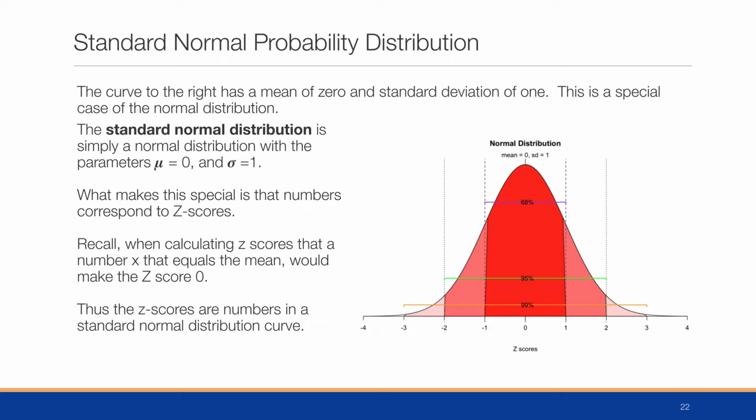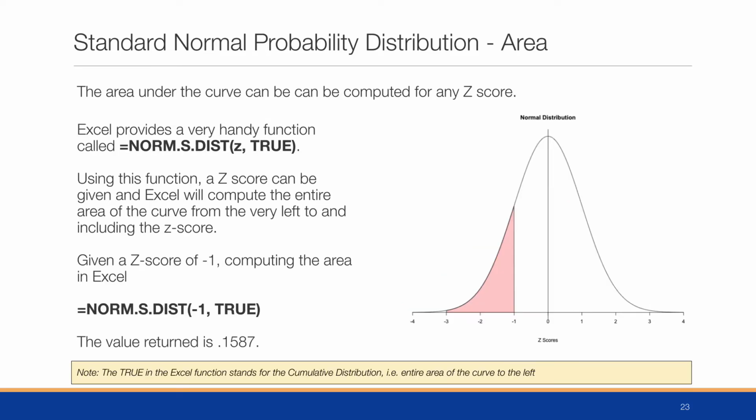What makes this special is that the numbers on the bottom correspond to the z-scores. Recall that when calculating z-scores, a number x that equals the mean would make the z-score 0. Thus, the z-scores in this case are the numbers for the standard normal distribution curve. We also spoke earlier in a previous module about the area under the curve. And we can compute the area for any given z-score.